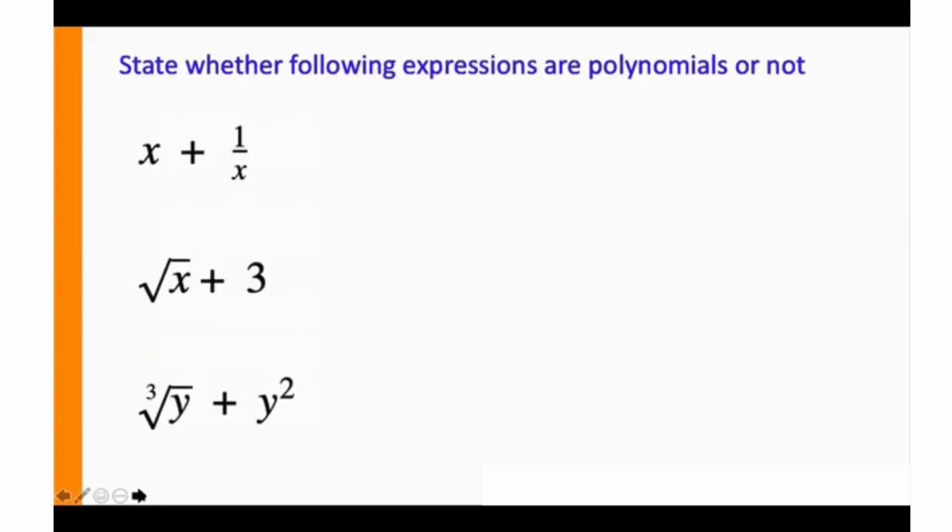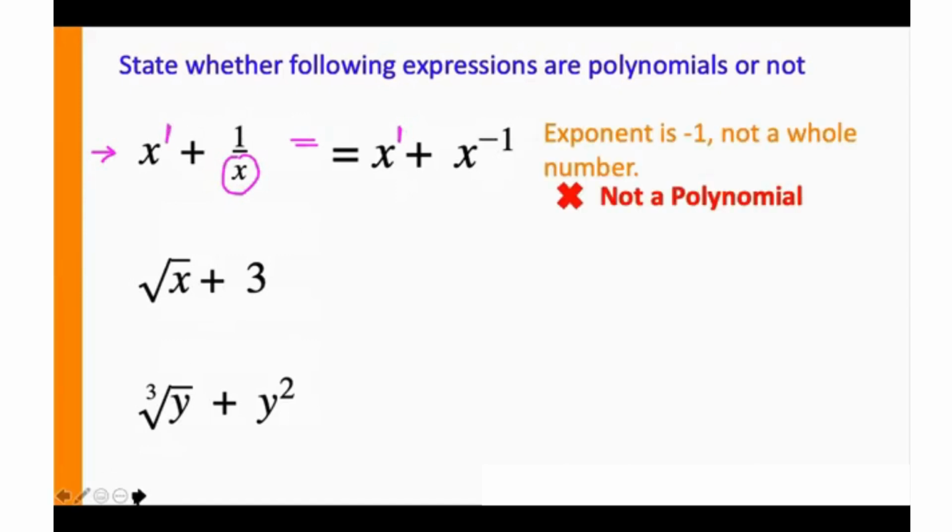Okay? State whether the following expressions are polynomials or not. Now let us look at the first expression. Here x is in the denominator, so if I had to place it in the numerator, it will become x plus x raised to minus 1. The first x has a positive 1, but the second x has a negative 1, and therefore it's not a polynomial because the exponent is negative.